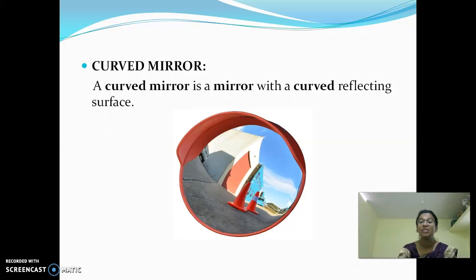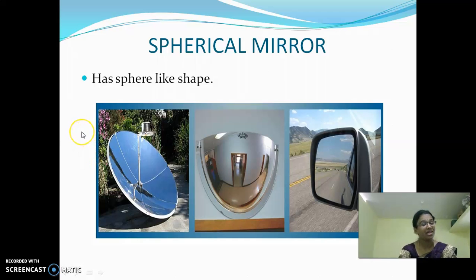And the second one is the curved mirror. It can be curved inward or outward. A curved mirror is a mirror with a curved reflecting surface. So the plane mirror is flat and the curved mirror is curved, either inward or outward. Examples of curved mirror are spherical mirrors. They have a sphere-like shape. Look here, children, these are some examples of spherical mirror. The spherical mirror belongs to the category of curved mirror.